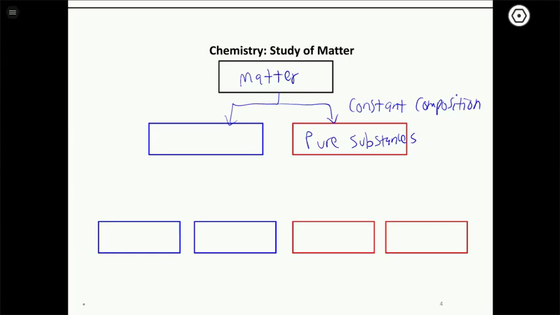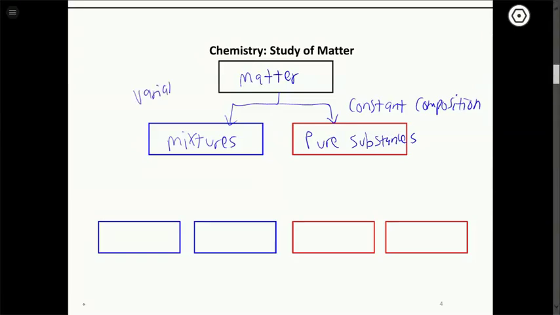Now, the other major classification of matter are mixtures. Now, mixtures are important too, and somewhere around Chapter 6, I think it is, we'll talk a lot about chemistry that happens in mixtures, a certain type of mixture in particular. And mixtures have variable composition. So there is no fixed composition associated with mixtures.